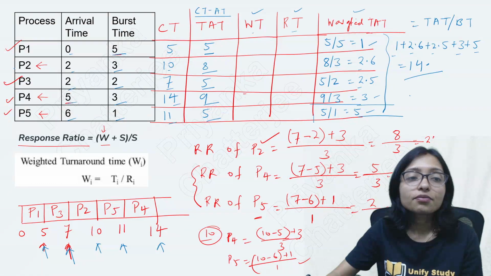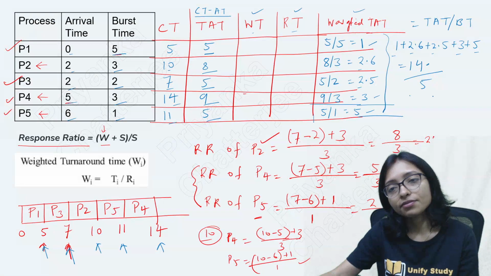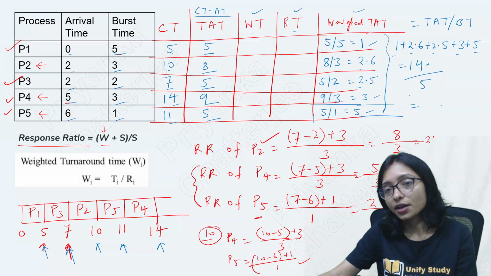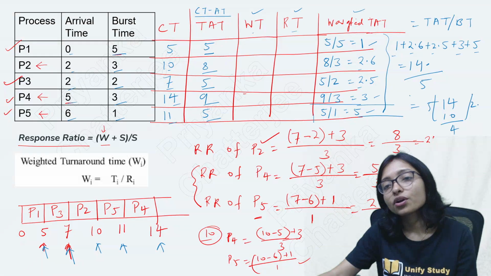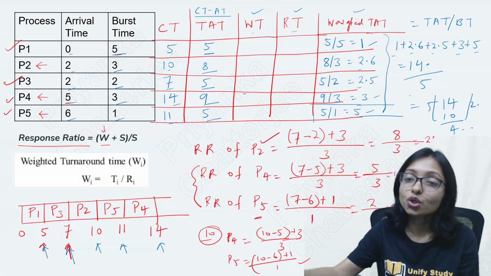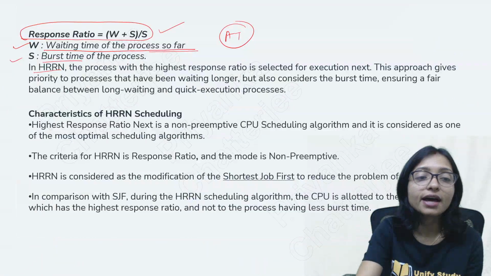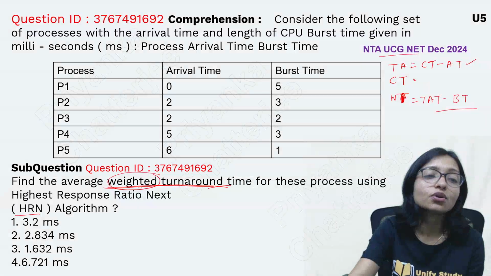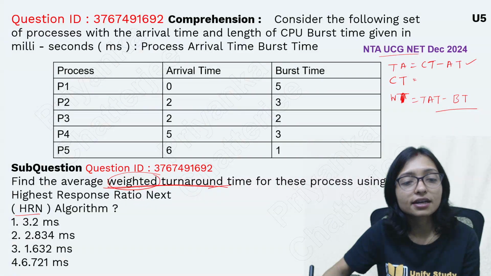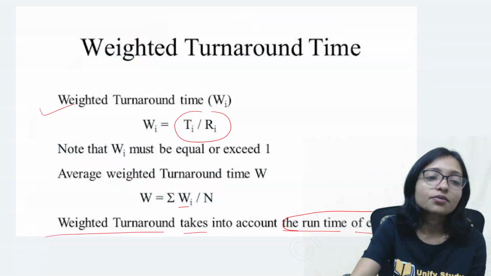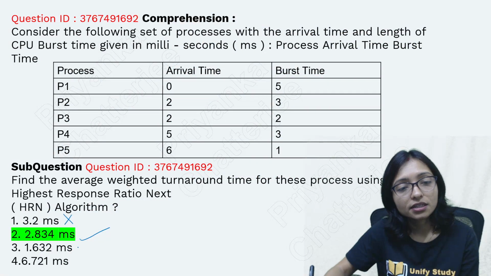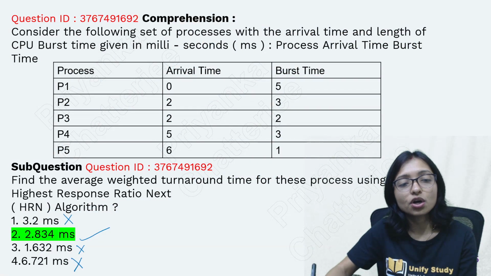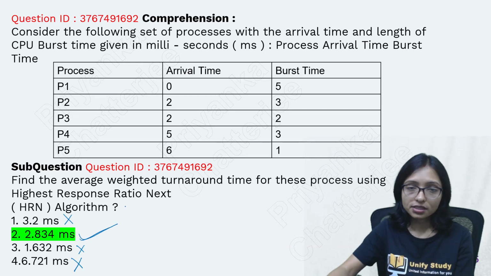I am not doing exactly 14 point something. Divide by 5. So what will be my value? Divide by 5, 5 2s are 10, then 4, then point something. So 2 point something. Closer value, because why I am doing closer value? With that you will get the answer. Here your answer is, if you come to the option, this is not your answer, this is not your answer, this is not your answer, definitely this will be your answer.